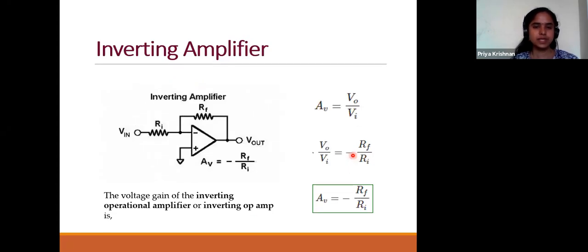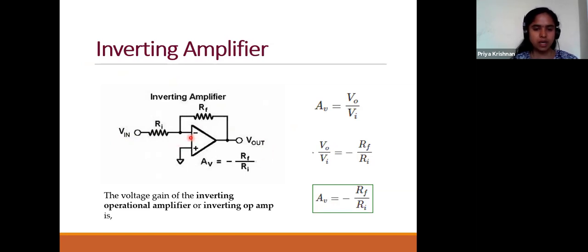So we will go with the inverting amplifier. The name means inverter, and an inverter is a NOT gate. If I apply 1, the output will be 0. If I apply 0, the output will be 1. So if I apply 1 here, the output will be 0, and if I apply 0 here, the output will be 1.